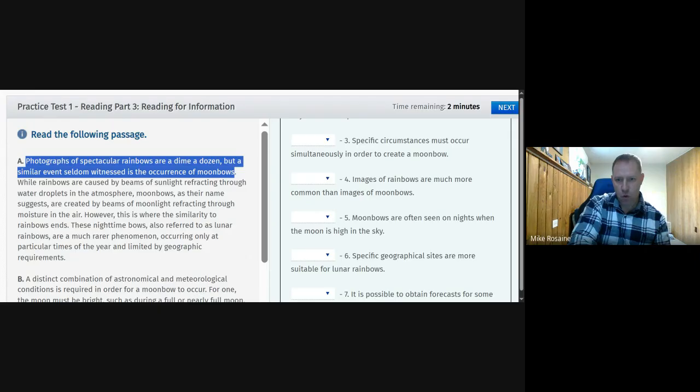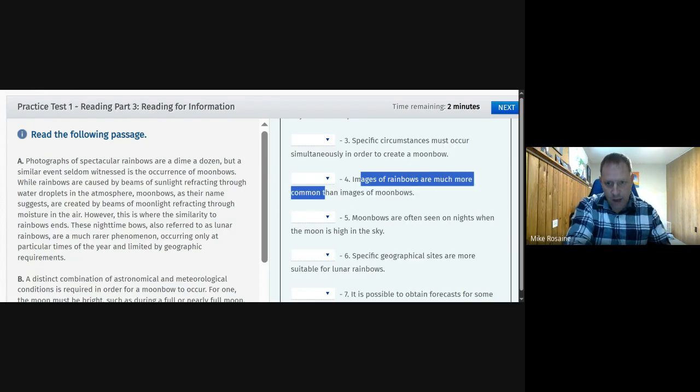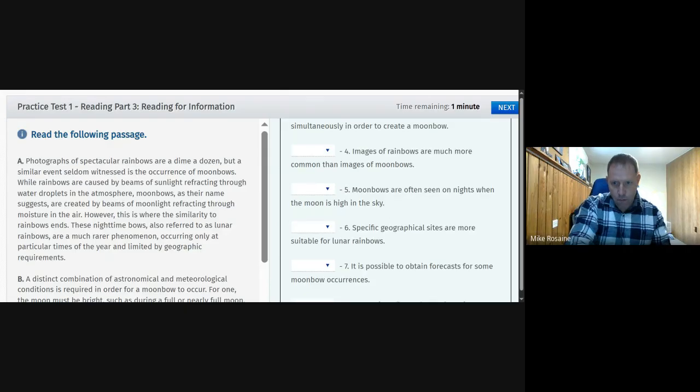We found our paraphrase, friends, and that's because this little idiom that they like to use sometimes, a dime a dozen, means very common. And then seldom is not common. So we get this idea, rainbow, much more common. So pretty clear paraphrase there. That's kind of an easy one. That one's A.